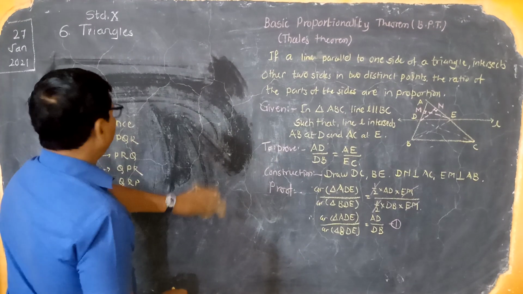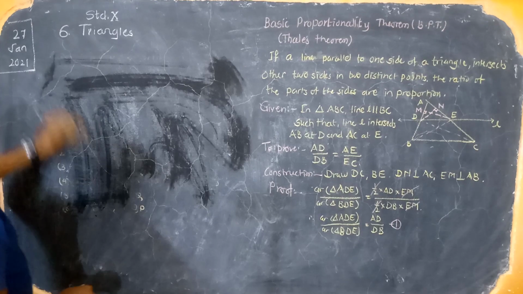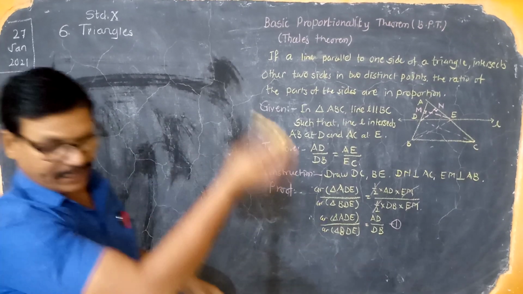Now let's see the next part, that is triangle ADE and CDE. Now we take base on a different side.